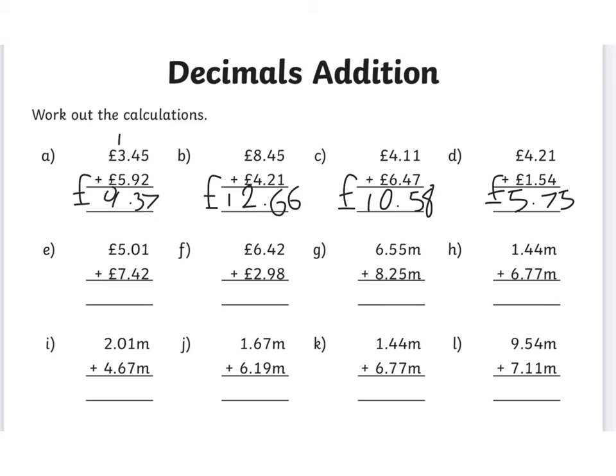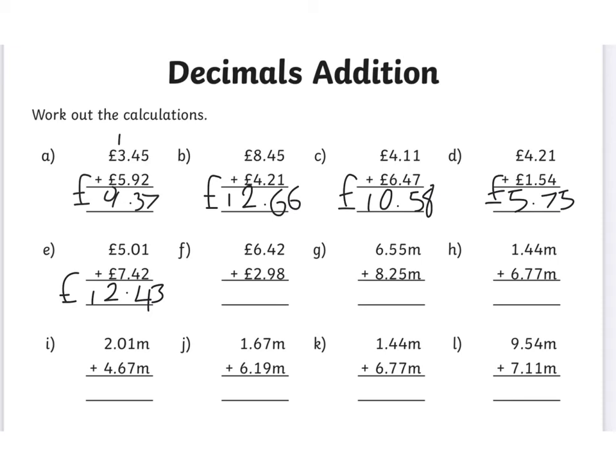Okay. 1 plus 2 is 3. 0 plus 4 is 4. 5 plus 7 is 12. £12.43. Okay, so now I would like you to pause the video and I would like you to complete the rest of the questions now on your own.